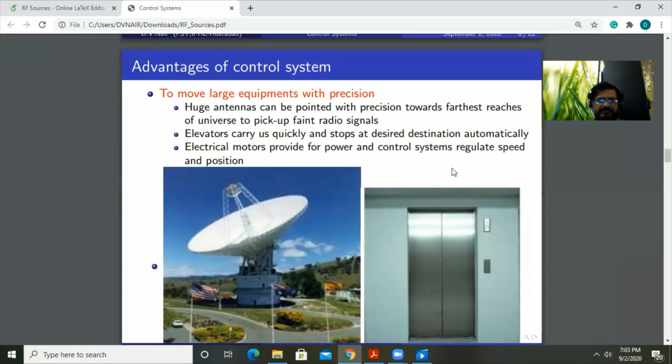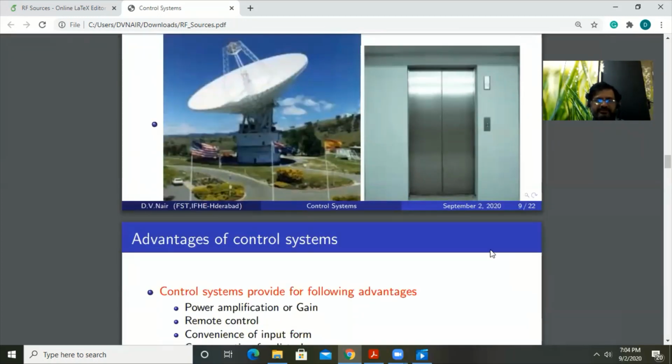So the advantage of a control system which we see here is moving heavy items, objects, equipment with precision. Beside the image of the antenna is shown an elevator. Elevators are also very big, heavy structures, which get rolling with a lot of convenience and comfort level for the passengers who use them. So behind all this is a very good control system that is acting to fulfill the actions and objectives.